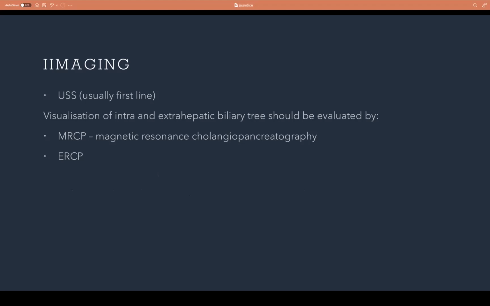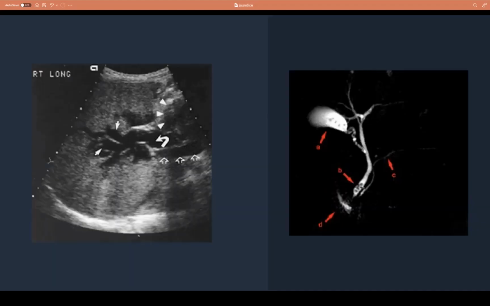If you really want to evaluate the intra and extrahepatic biliary tree, we can consider an MRCP or an ERCP. ERCP has the added advantage of a diagnostic and even therapeutic role. So if there is an obstruction, there are some ways to relieve it. For example, if there's a stone, it's possible to remove the stone. An MRCP is used for visualizing.